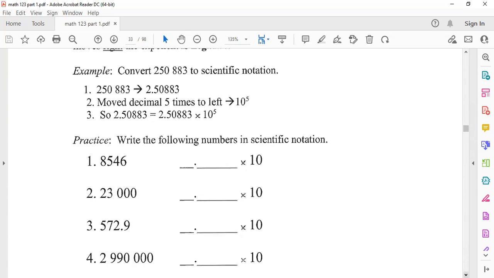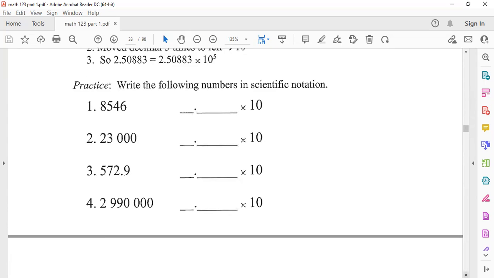So we have a few more here to practice. Here the decimal is going to go between the 8 and the 5. There'll just be one place to the left of the decimal. Notice the numbers are not changing: 8546, 8546. But I move the decimal from the end, 1, 2, 3 places. So to make that back to the original number, I would need to multiply times 10 to the third power.